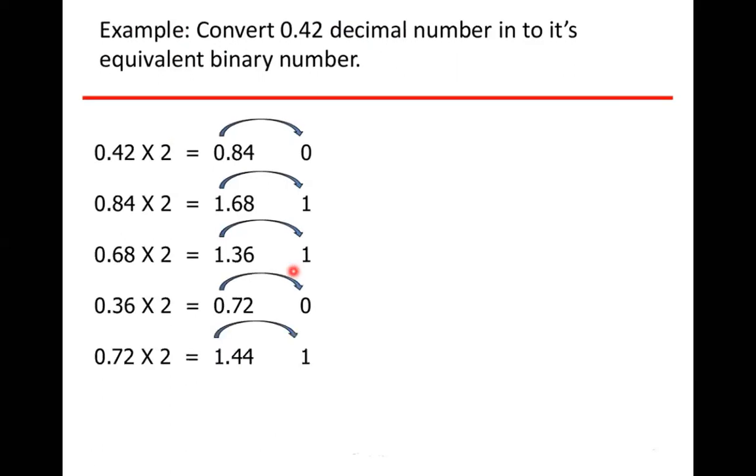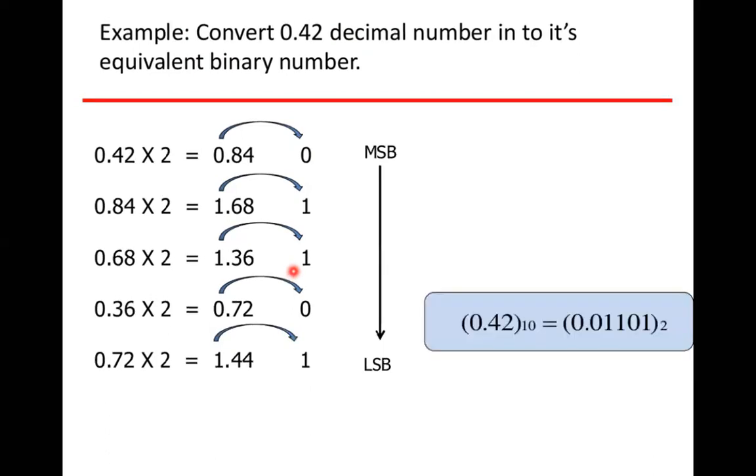So up to 5 bits it is enough. Now the answer is collected from the most significant bit to the least significant bit. So this is the answer. The decimal number 0.42, its equivalent in binary is 0, 1, 1, 0 and 1. So this is the equivalent of a fractional decimal number.